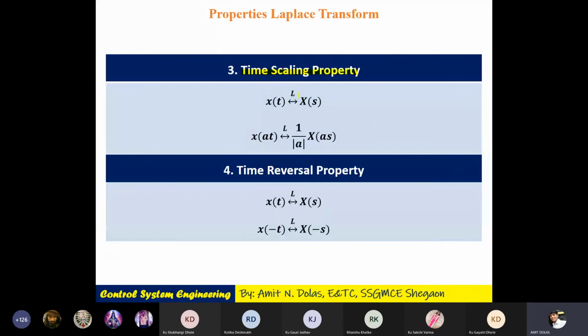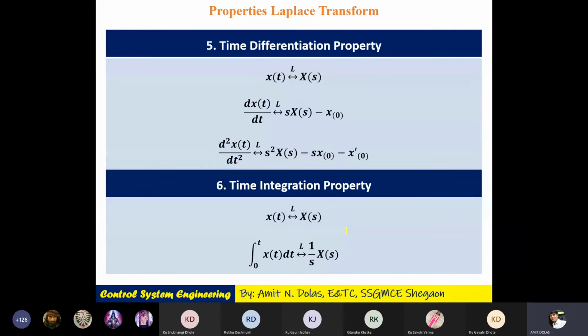Time scaling property. I'll not repeat this every time: the Laplace transform of x of t is x of s. What I did in time scaling is scale t with a constant a. So x of at will be what? 1 by mod of a into x of s by a. Time reversal property, x of t, very straightforward. If you take x of minus t, it will be x of minus s.